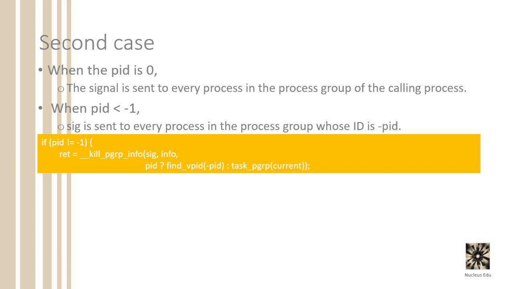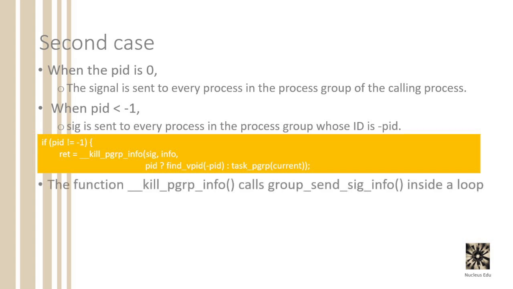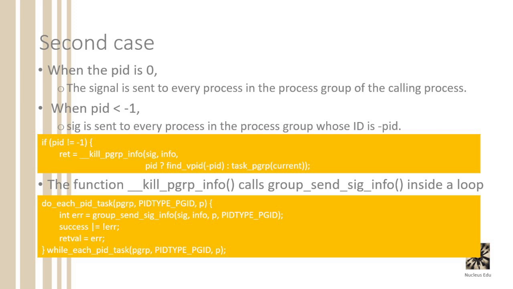Both of them are covered by this second case branch, and the function used for that is __kill_pgrp_info, which goes ahead and calls the same function that we just saw, group_send_sig_info, and it does it inside a loop to iterate over all the processes in the chosen process group, because that's what these two cases represent. The signal would be sent to the processes in the process group, either of the calling process, or, if it's negative, of -PID.